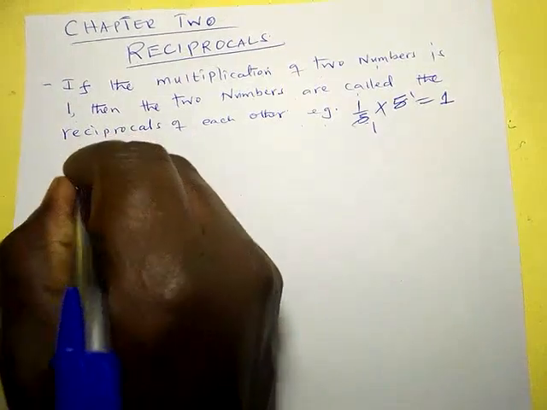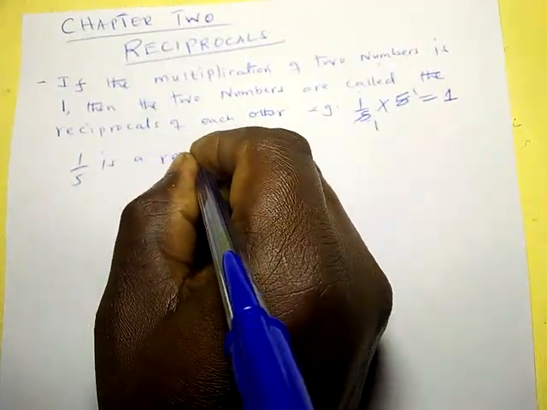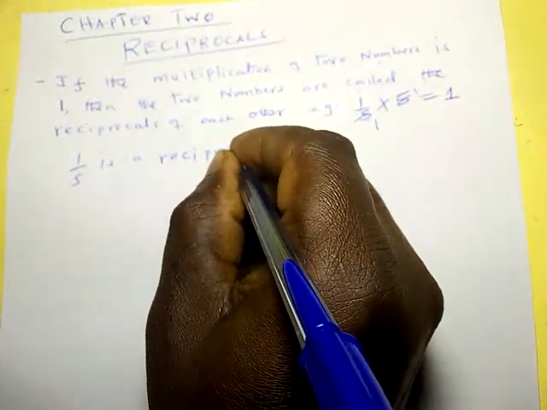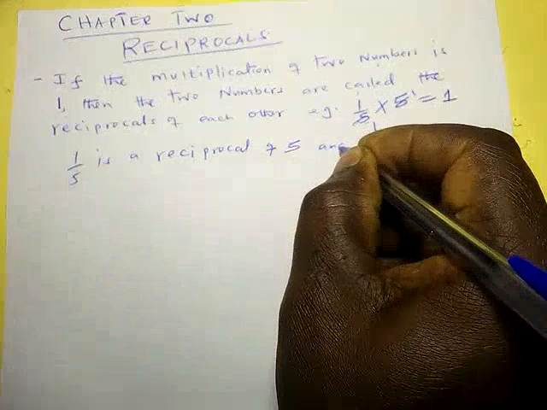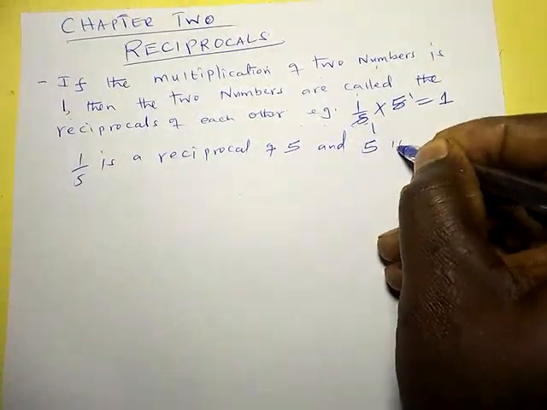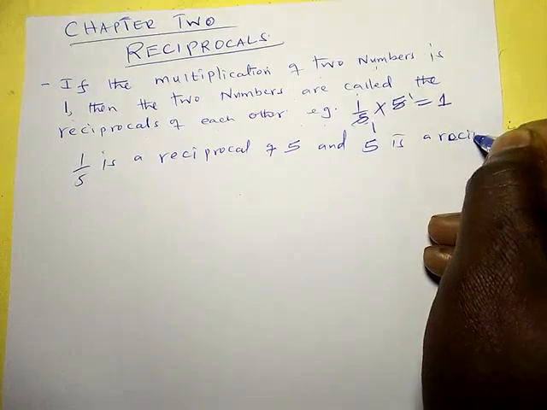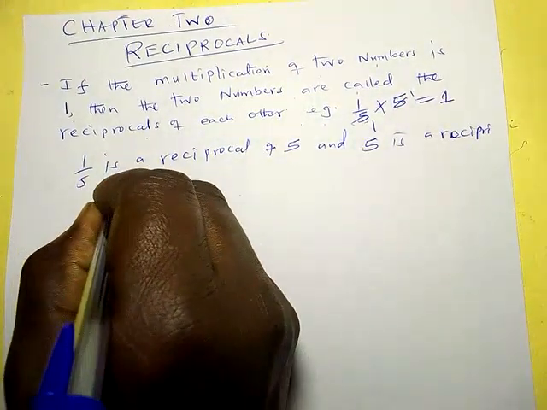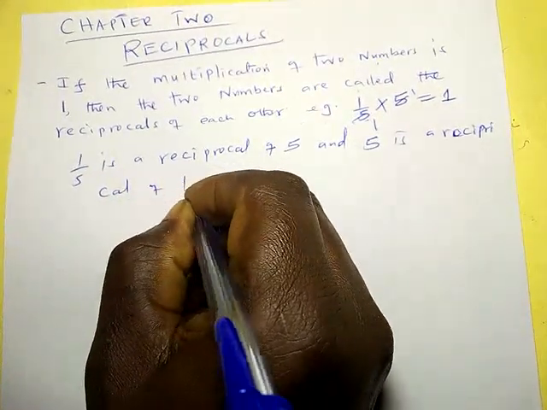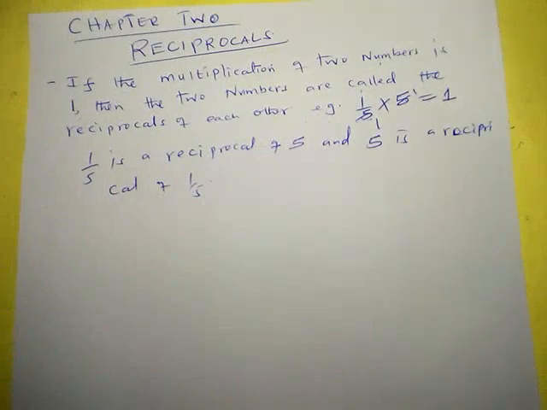So this means that 1 over 5 is a reciprocal of 5, and 5 is a reciprocal of 1 over 5. Now, when we are talking about a reciprocal, what is a reciprocal then?